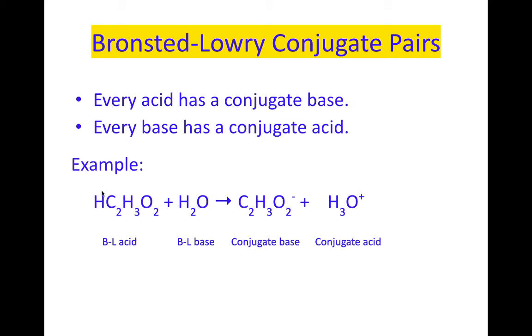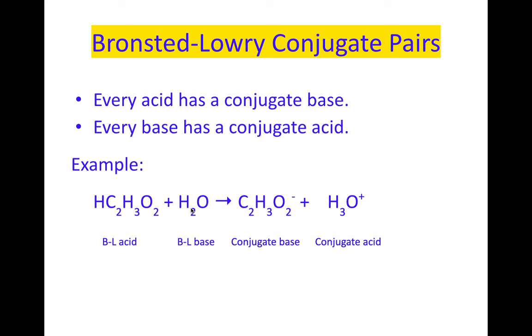So when I look at this one, HC2H3O2 became C2H3O2 minus. How did it do that? It lost this hydrogen ion. It donated a hydrogen ion. So since this donated a hydrogen ion to become that, then this has to be my acid because acids donate hydrogen ions. So HC2H3O2 is my acid, and then the C2H3O2 minus is the conjugate base. Again, acids have a conjugate base. After the acid donates its hydrogen ion, it becomes the conjugate base.